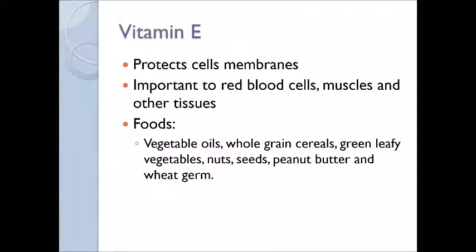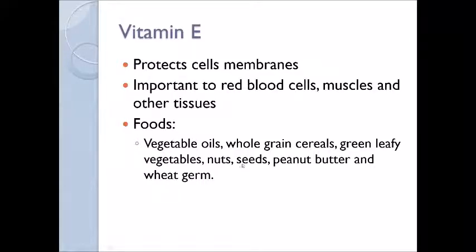All right, next we have vitamin E. Vitamin E basically helps to protect our cell membranes. So it's important for our cells, basically to keep the cells of our body functioning properly. Some examples of this would be red blood cells and cells that you find inside our muscle as well as in our tissues. So you generally need vitamin E for our cells to function properly.